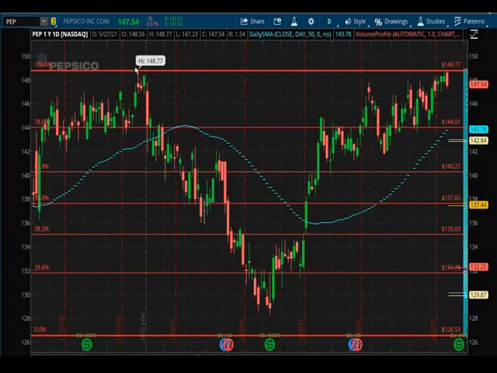Because we've got tweezer tops here in Pepsi. You can see that's one of those dojis that we're looking for at the top of a move. Well, this isn't exactly one of those. It's not exactly that, but this is what we would call a dark cloud, an engulfing pattern. When you engulf the previous day's pattern, you can see the momentum really slowing down.